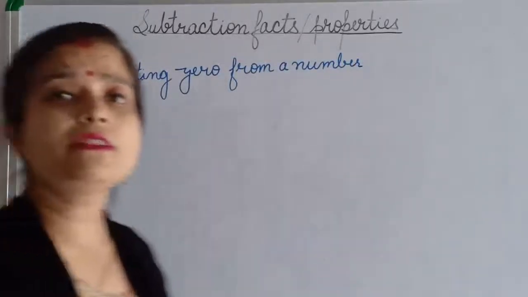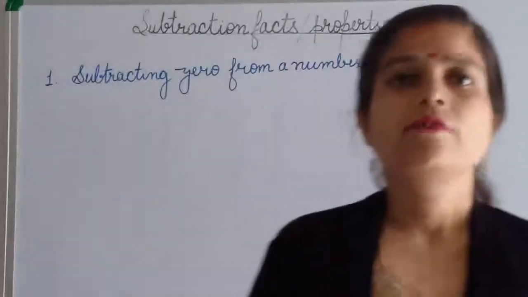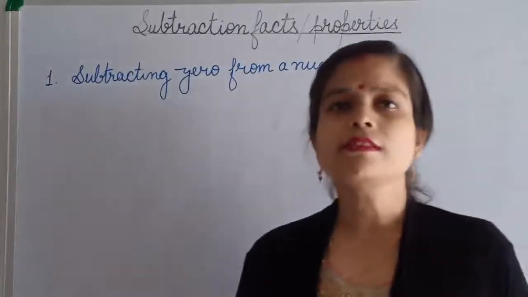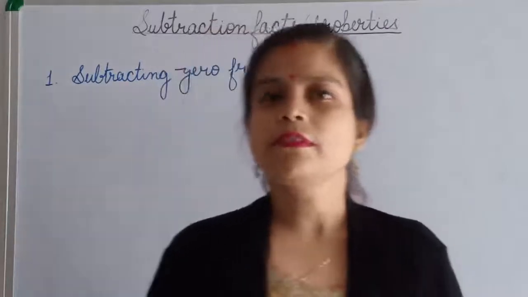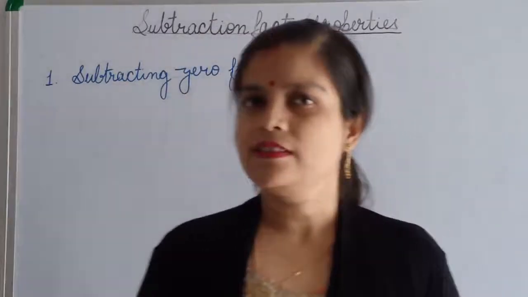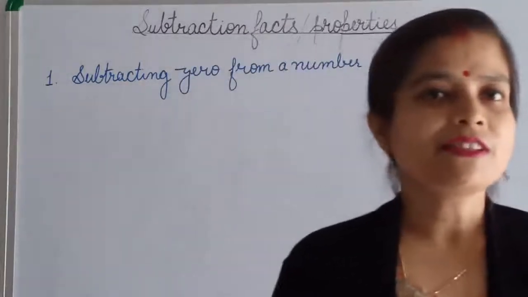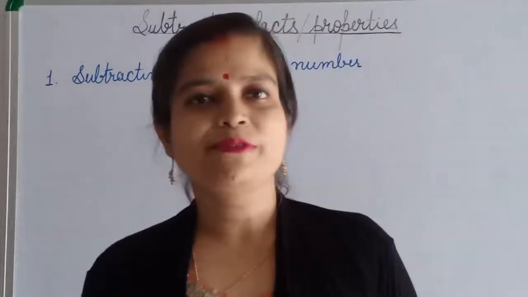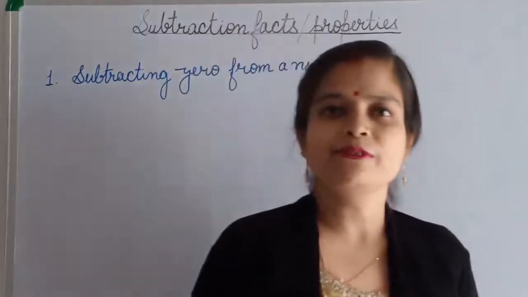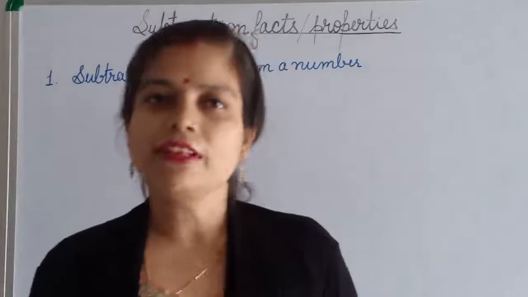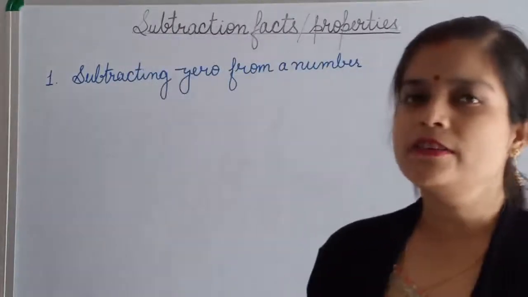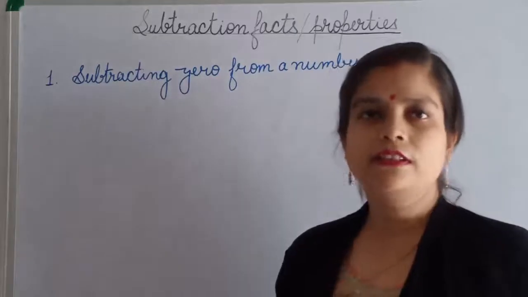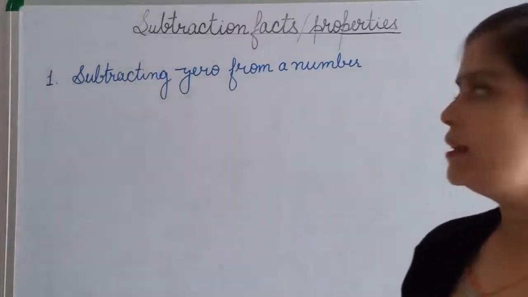Now children, what is 0? What is the definition of 0? 0 means nothing. For example, if your father has given you 100 rupees and your mother has not taken any money from you, then what money do you have now? 100 only. You have 100 rupees and you have not given anything to anyone. Then you will have 100 rupees only.